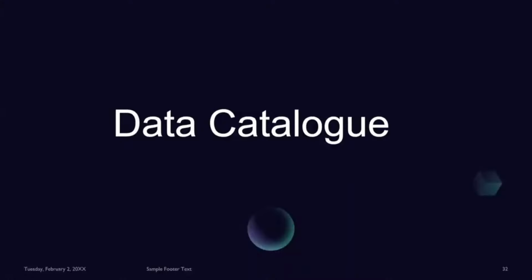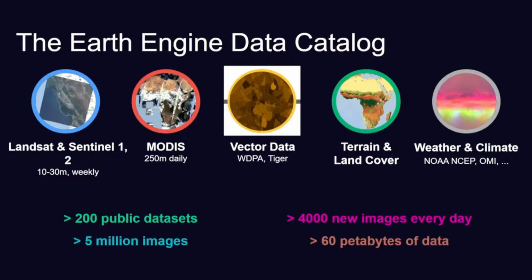Now we'll discuss the data catalog, like which data is available in Google Earth Engine. Basically, Google Earth Engine contains more than 200 public data sets, though these figures may be quite old. It contains more than 5 million images, plus 4,000 new images get added almost every day. Presently the size of the archive is greater than 60 petabytes. So you have 60 petabytes of data available, plus tools and resources to process and analyze that data.